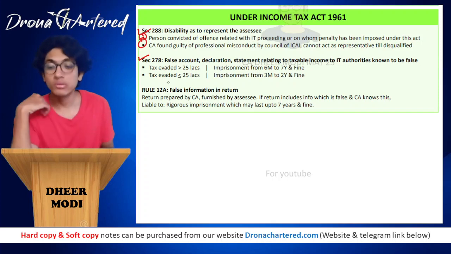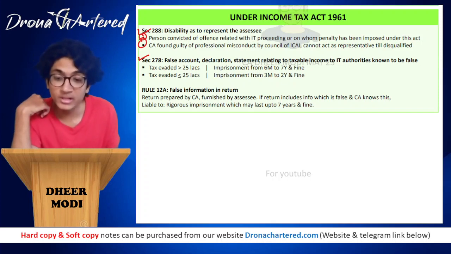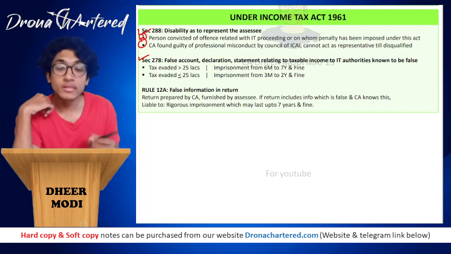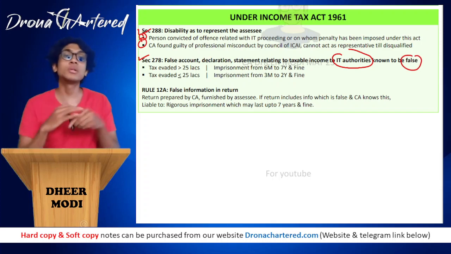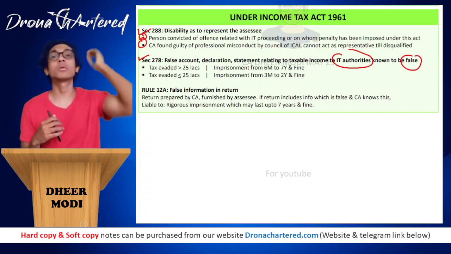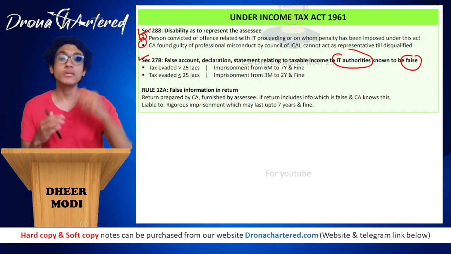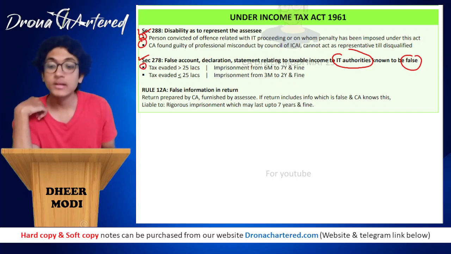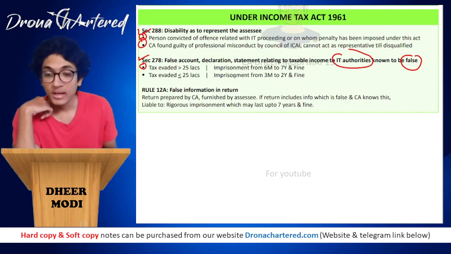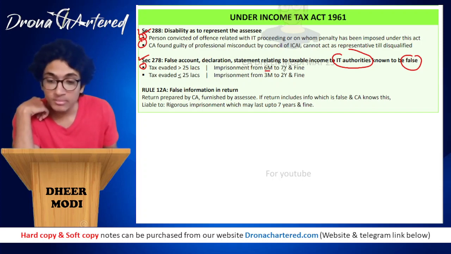Next is section 278, that is false account declaration statement relating to taxable income to income tax authorities, knowing it to be false. So if you are furnishing any false account declaration statement related to the taxable income to your income tax authorities, and you know that this information that you are submitting is false, it is not true, then in such a case, if the tax evaded is more than rupees 25 lakhs, your imprisonment will be 6 months to 7 years and fine.